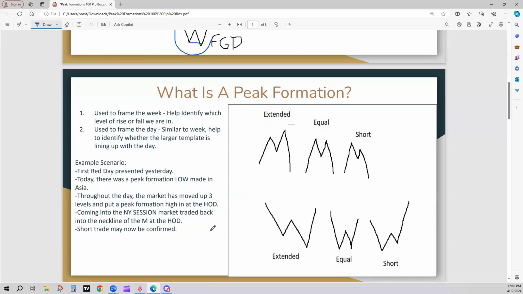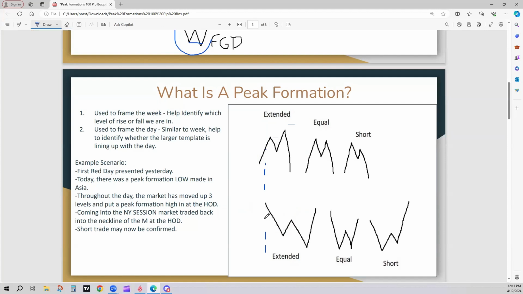Good. On the following day, this would be like the first red day, right? And then the new day starts. What do I need to look for on this day? Well, if I have 3 levels of rise and a peak formation made at the high of the current week, and I'm on this day right here, I'm looking to trade this day, I need a peak formation to be made at the low of the day and 3 levels of rise somehow, some way. That would be a very good trading setup, and a peak formation now made at the high of the day after those 3 levels. So I can take my short trade, sell high.